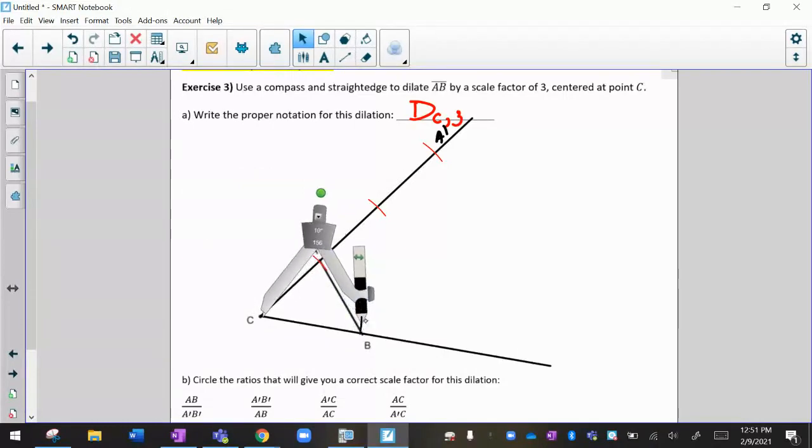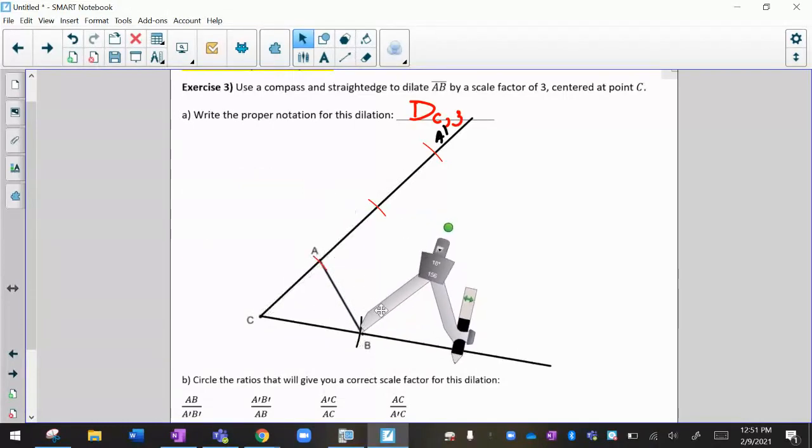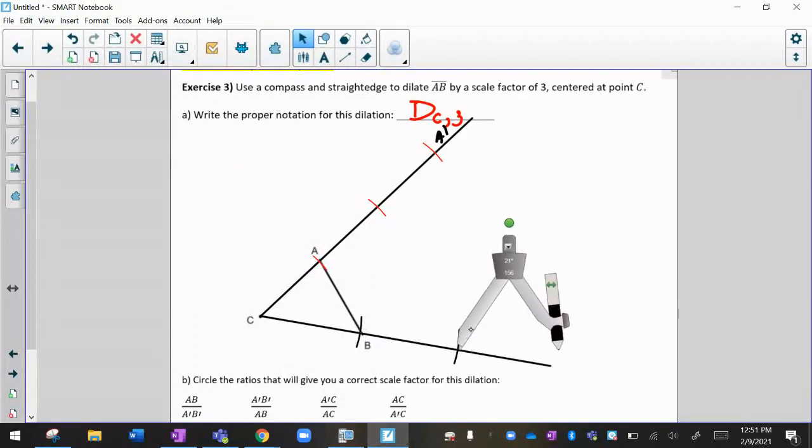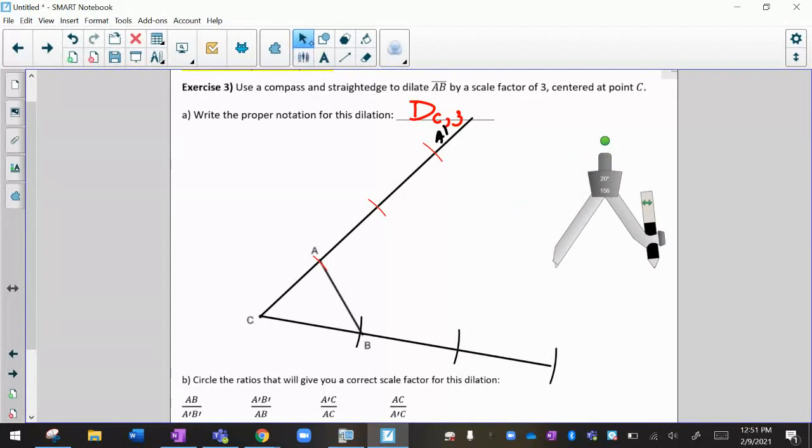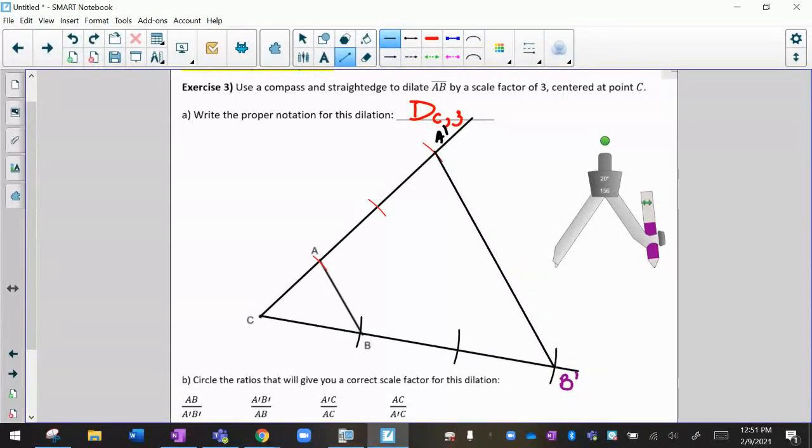This would be a dilation of 1, a dilation of 2, and a dilation of 3. Oh, it went off, so what you want to do if that happens is just extend your line a little bit. Perfect. So now I have B prime, and now using a ruler again, I am going to connect A prime to B prime, and now I have dilated AB by a scale factor of 3.